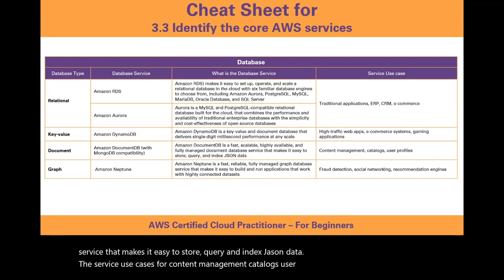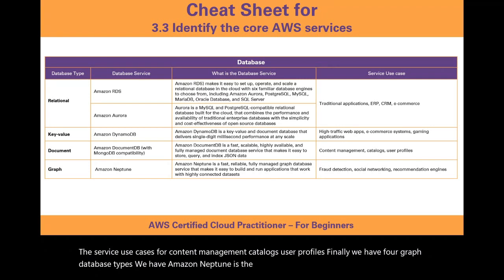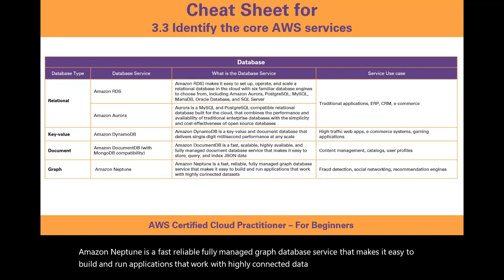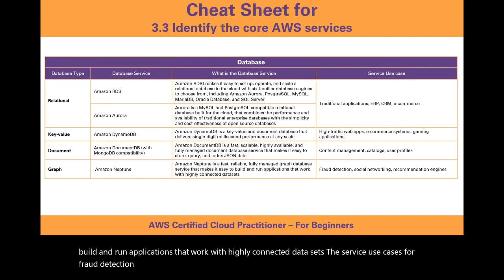Finally, for graph database types, we have Amazon Neptune as the database service. Amazon Neptune is a fast, reliable, fully managed graph database service that makes it easy to build and run applications that work with highly connected datasets. The service use case is for fraud detection, social networking, and recommendation engines.